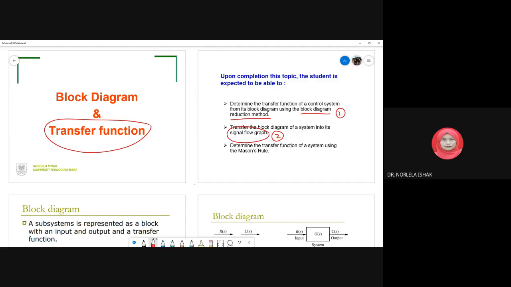So the signal flow graph means, let's say, you will be given the block diagram first, and then you have to draw the block diagram into a signal flow graph. Once you have your signal flow graph, you use Mason's rule to define the transfer function. But the first one we look at is the block diagram reduction method.